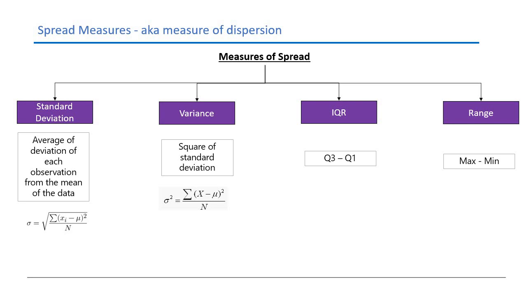There are primarily four measures of spread. Looking from left to right, it's standard deviation, variance, interquartile range, and range. We'll talk about the range and interquartile range first, and then we'll talk about standard deviation and variance. Range is simply maximum minus minimum.